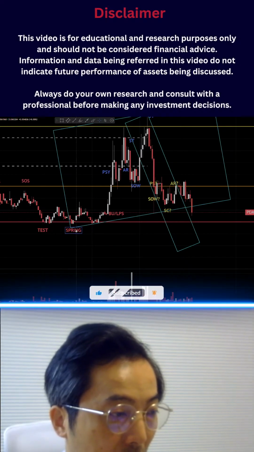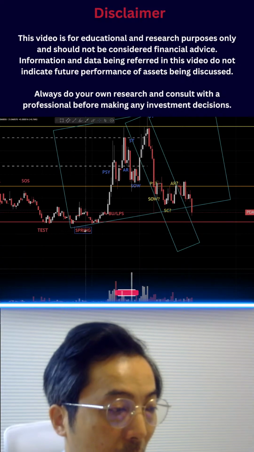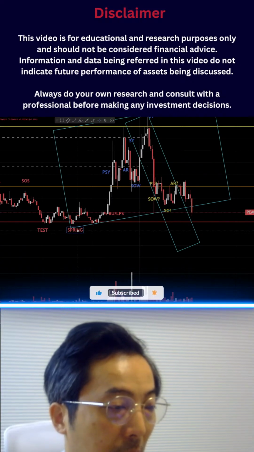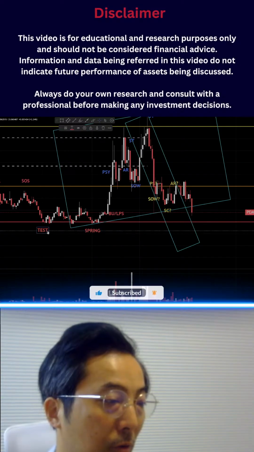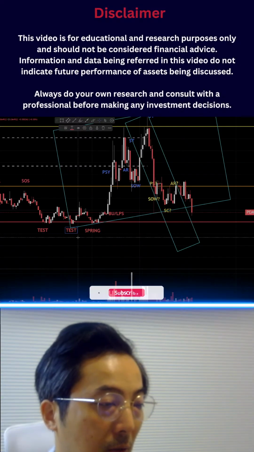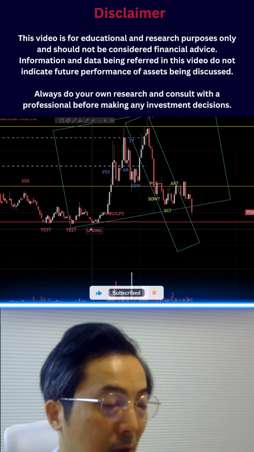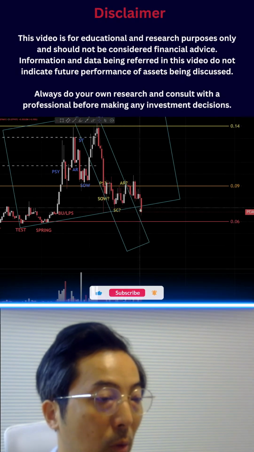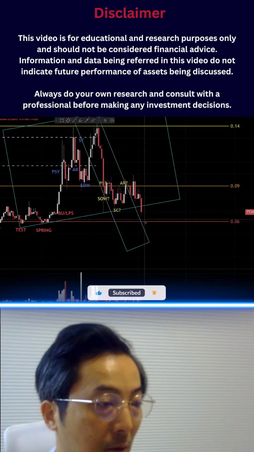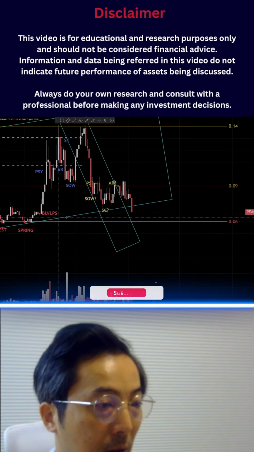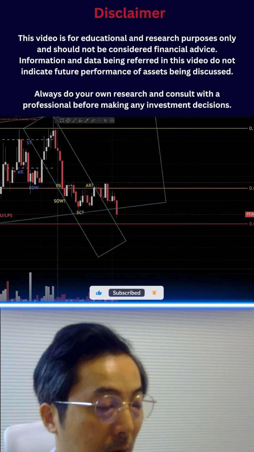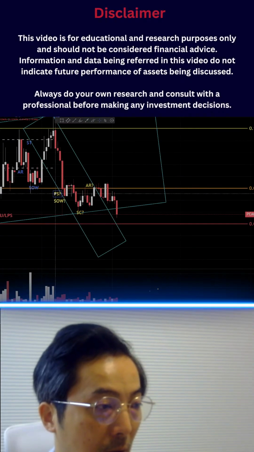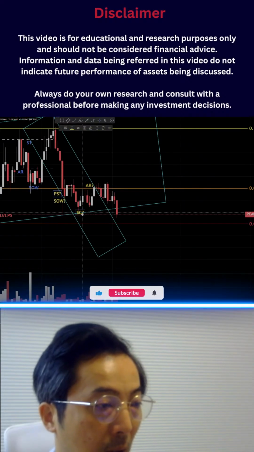So that's where the last accumulation cycle, those tests and spring stayed. So there were 3 times. August tested 2 rounds, and then eventually the spring happened in early September. And now we are getting back to a level that's very close to that point. So that's why the question marks I put in here previously.